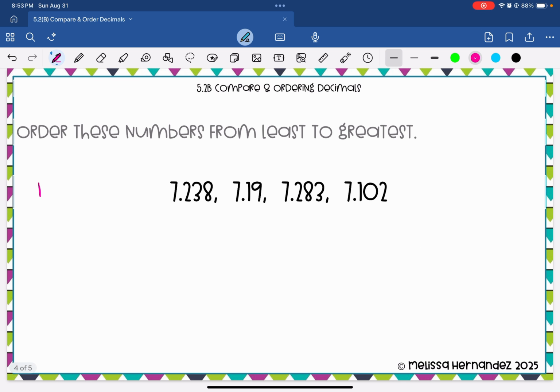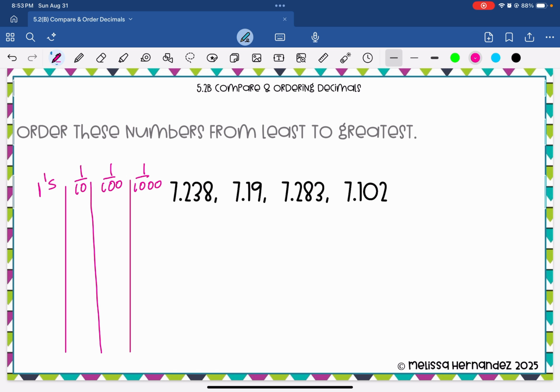So in this case, we definitely want the ones place value. Nothing's greater than 1, so I don't have to put tens or anything else. Followed by our tenths. Then we have hundredths, and last but not least, thousandths. So 4 is a lot, but bear with me. It's not as bad as it seems.